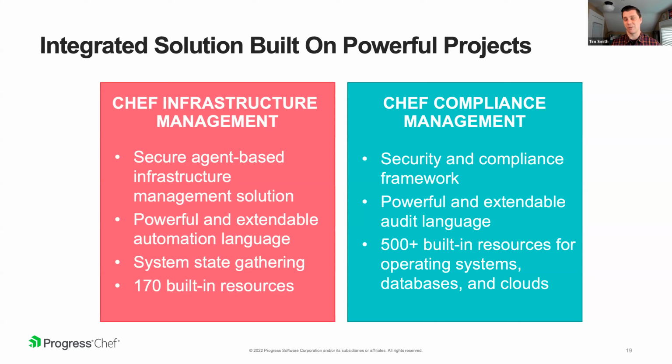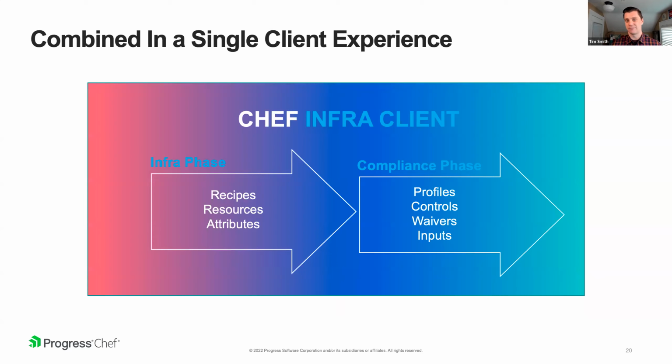I think that number might be wrong. We might actually be at 600 at this point. The team is just rapid firing more resources into the product, making it more and more capable. We're bringing those products together, and this is something we've done recently.